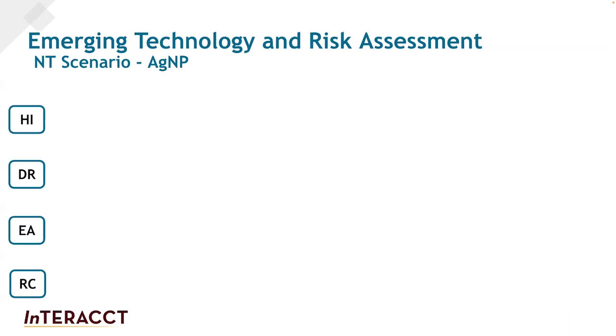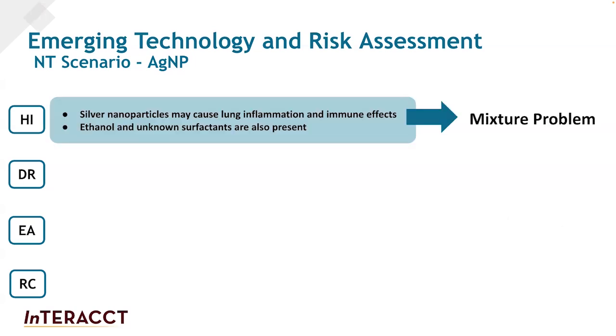And in this slide, we want to identify specific risk assessment challenges in our nanotechnology scenario, which involves silver nanoparticles. Starting with hazard identification step, we know that silver nanoparticles may cause lung inflammation and immune effects, but the formulation also includes ethanol and some unknown surfactants. This introduces a mixture problem, multiple agents with different or uncertain toxicities.